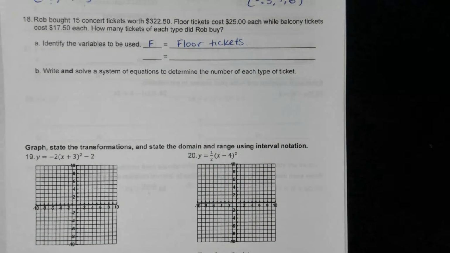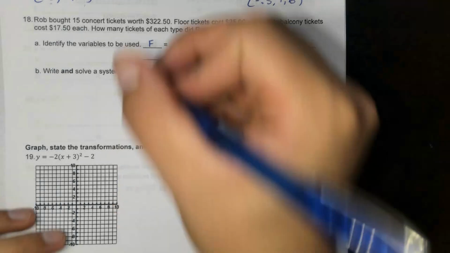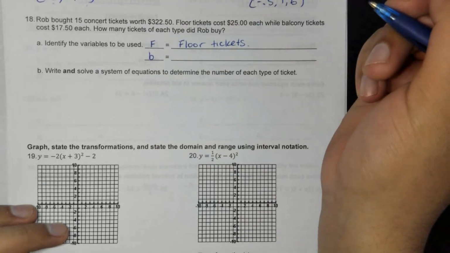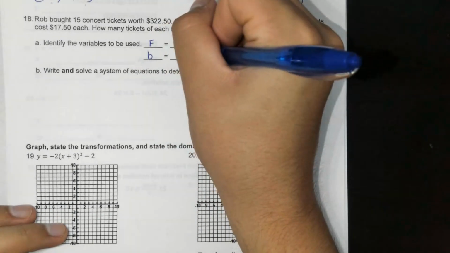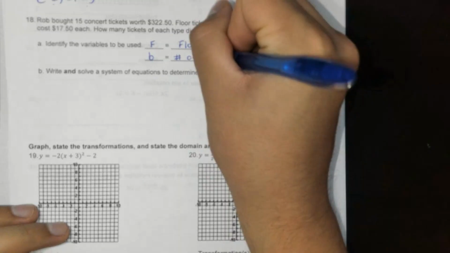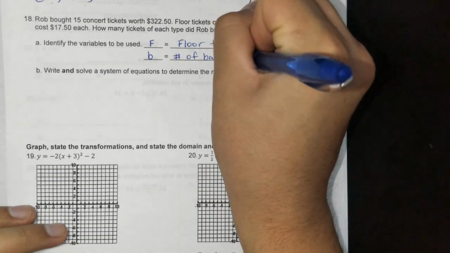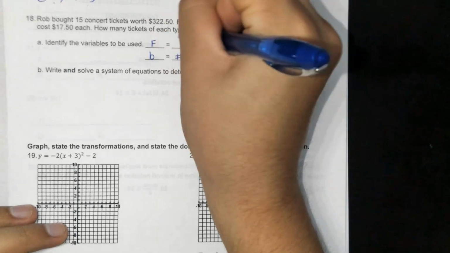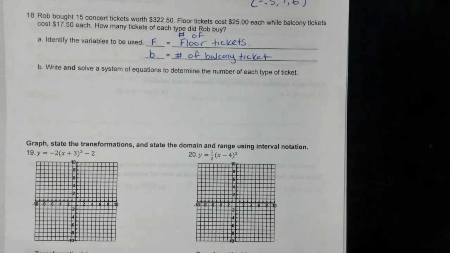So we got F for floor tickets, and B is number of balcony tickets. And so this should have been number of floor tickets. Alright, so write and solve a system of equations to determine the number of each type of ticket.